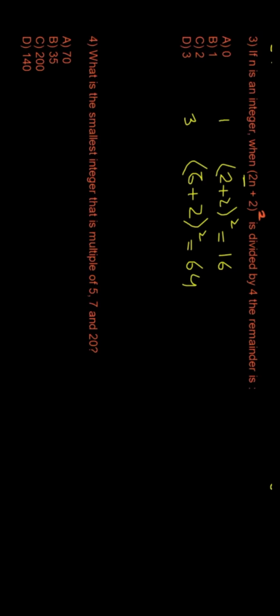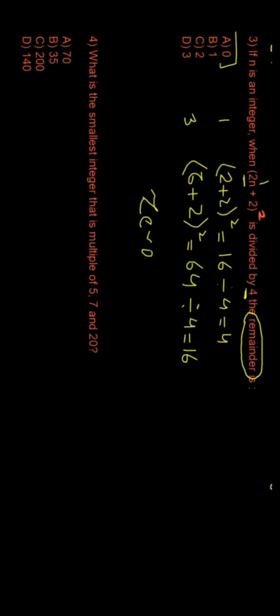If you choose a few numbers, put them in place of n, and check, when divided by 4, what's the remainder? That's the question, right? So 16 divided by 4 is 4, there's no remainder. 64 divided by 4 is 16. Table of 4, we did it today. So there is no remainder at all, which gives me this as the answer.